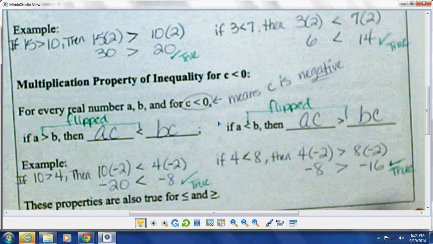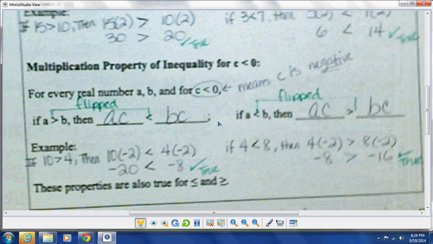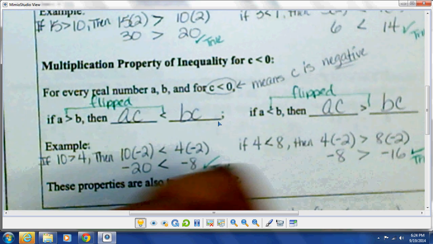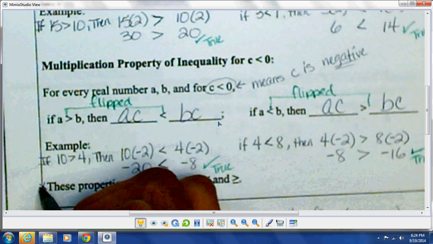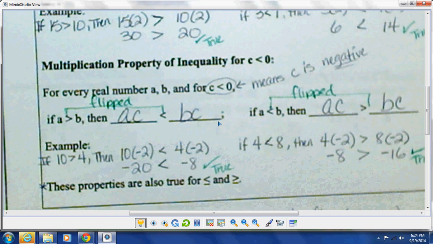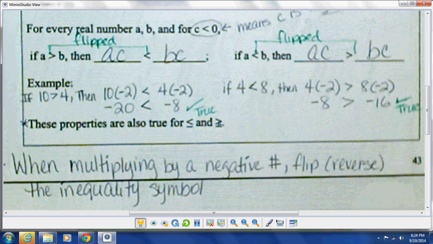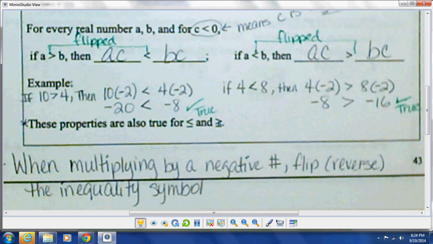Okay, and it says that these properties are also true for less than or equal to and greater than or equal to symbols. So that's very important. Remember, it doesn't matter which inequality symbol you have, this is going to be true. So basically, what you should have noticed is that if I am multiplying by a negative number, I'm going to flip or reverse the inequality symbol. And that's exactly what just happened.